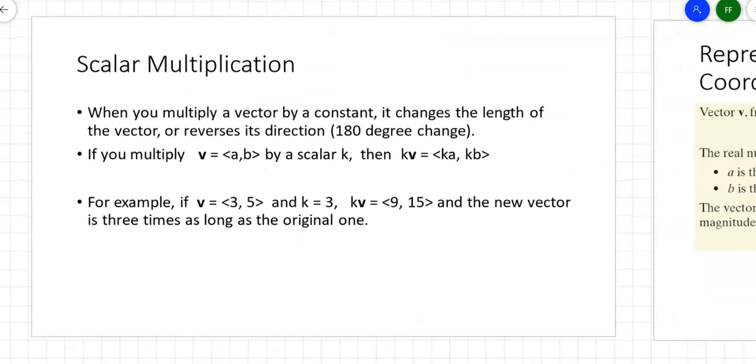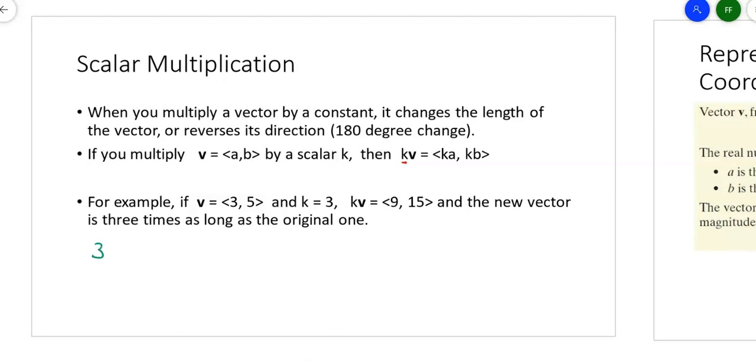All right, scalar multiplication. A scalar is a constant of some sort. So when you multiply a vector by a constant, it either changes the length of the vector, reverses its direction, or both. So if you multiply a vector by a scalar, you drop that scalar into the first term and the second term. Let's say I had some vector 3, 5. Right? So my vector v is 3, 5. I have a scalar of 3.